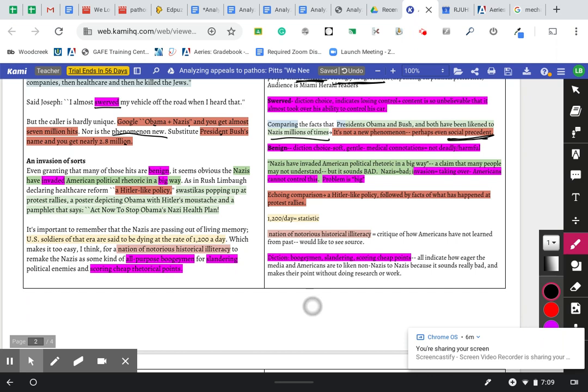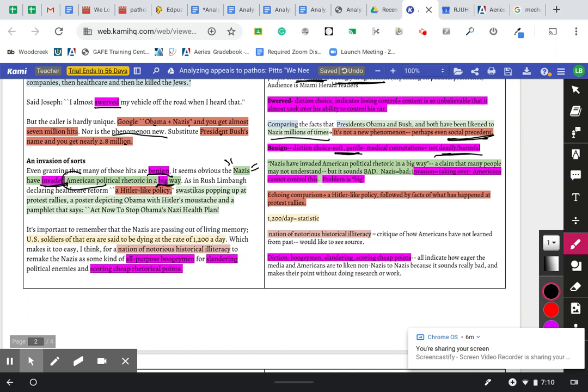Granting that these hits are benign, right? It's not deadly, it's not harmful, it's maybe even soft. It seems that Nazis have invaded American political rhetoric in a big way, right? So identifying that this idea of Nazis has come into especially American rhetoric, meaning the way we speak about the bad guy. We often refer to things as Nazis, especially Americans.